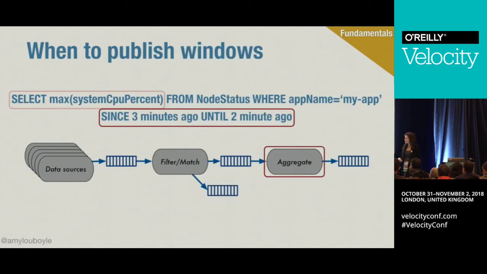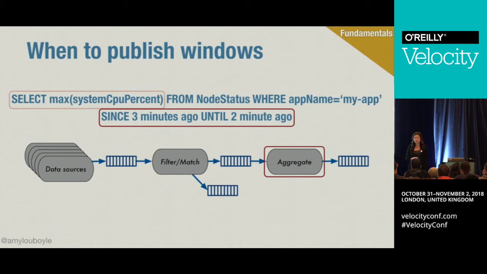To tackle the first question of when do we decide to publish, I want to introduce the concept of allowed lateness. We codify this in NERCL using a since and until clause. So in this example, we have 3 minutes ago until 2 minutes ago. It means we have a bucket size of 1 minute and an allowed lateness of 2 minutes. So we're going to wait for 2 minutes to collect events before saying this is probably good enough. We're going to publish our result.